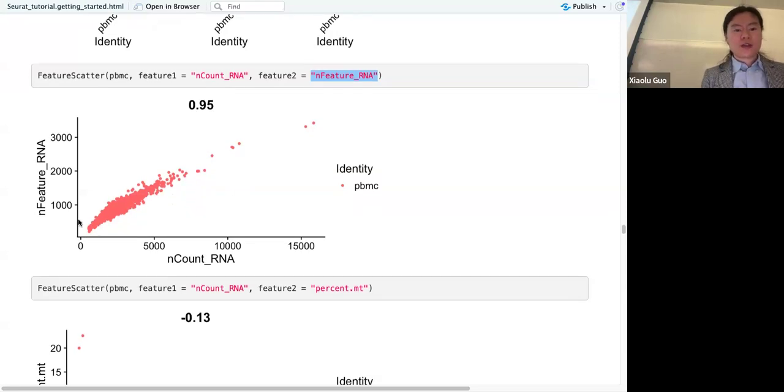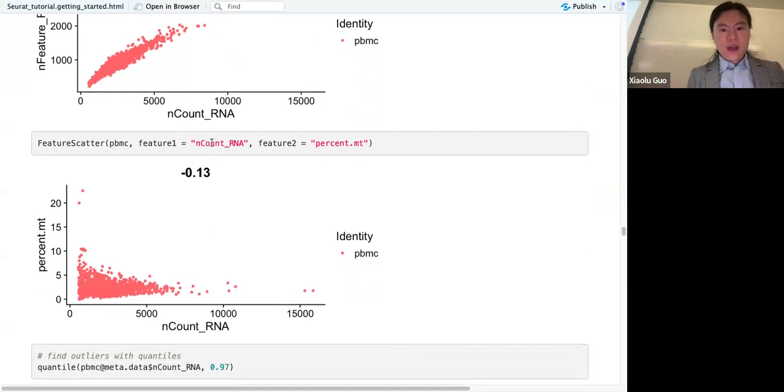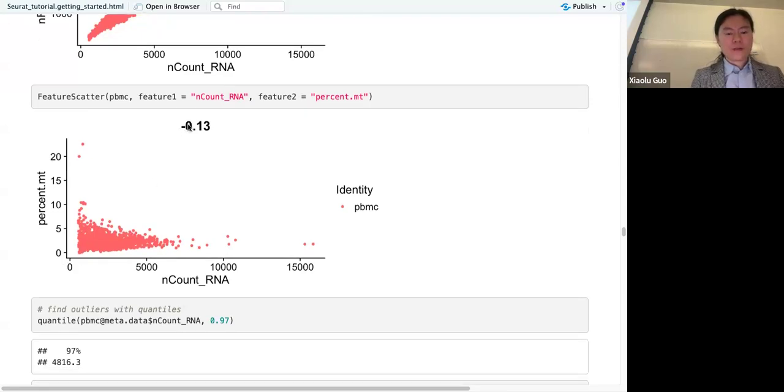That makes sense because we can imagine that the more genes expressed, the more UMI counts we would expect to observe. We can also scatter plot the UMI counts versus mitochondrial mRNA. Here there is almost no correlation. If there is, it's a very weak negative correlation. Still each dot is a single cell, the x-axis is the UMI counts, and the y-axis is the mitochondrial percentage, and there is weak correlation.